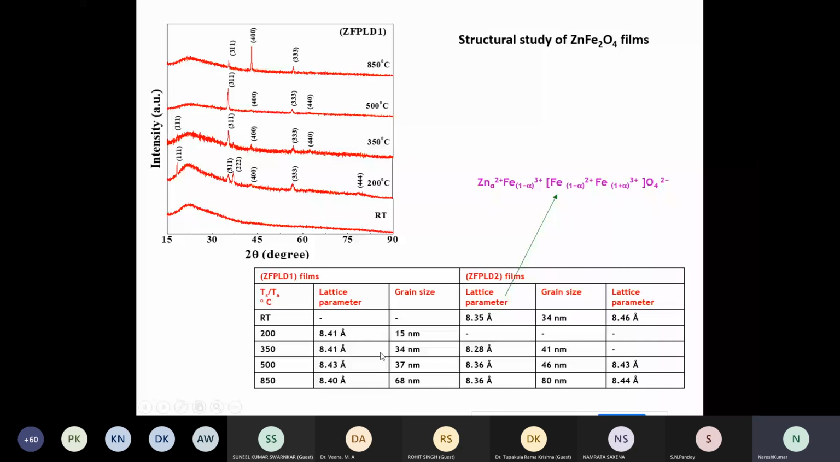See, films grown in oxygen are of smaller particle size, grain size, and their lattice parameter was almost the same. It was 8.41. But when we grow these films in vacuum, the situation was little changed. We have got higher grain size and my particle size was lower.